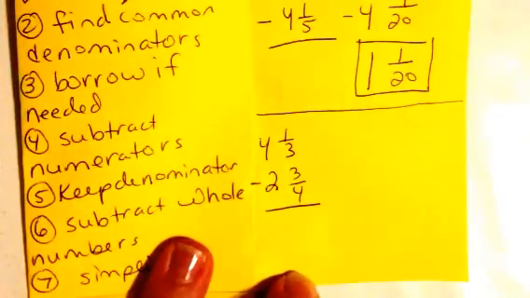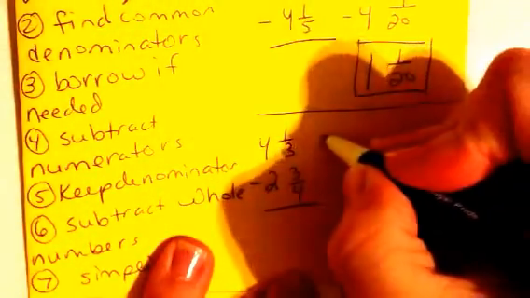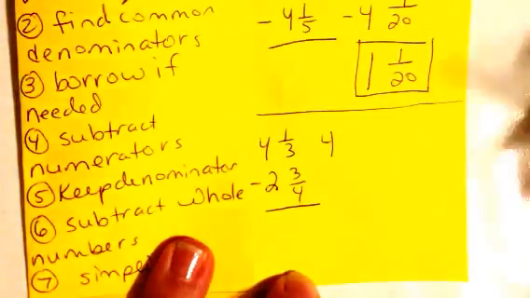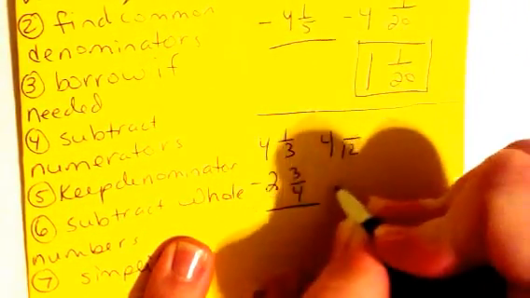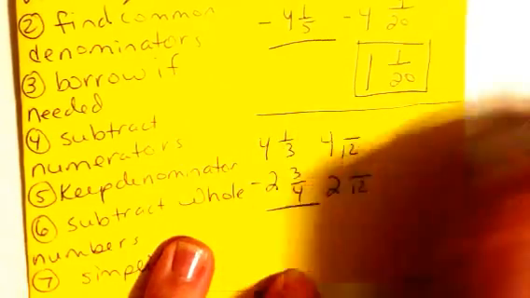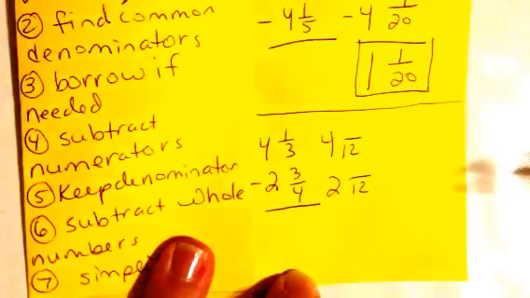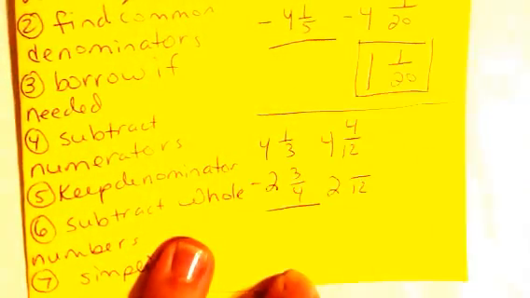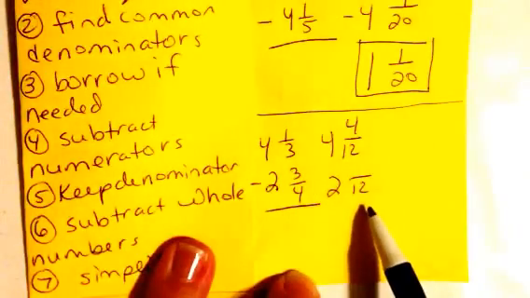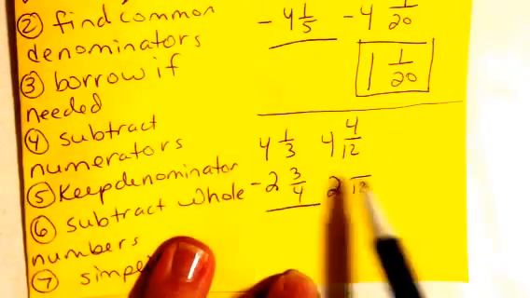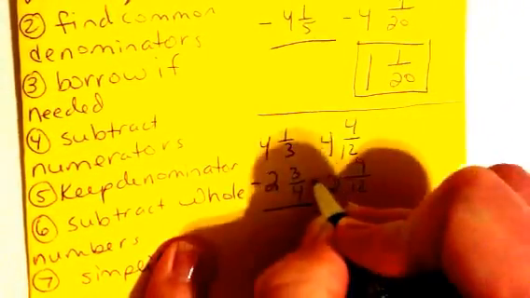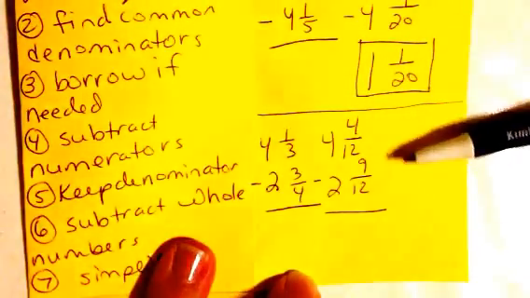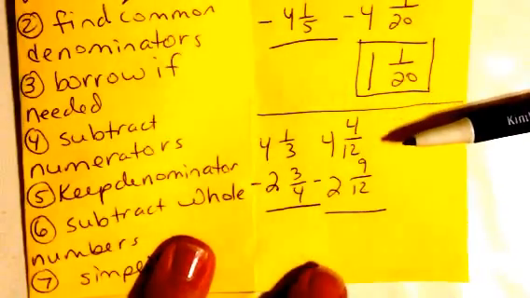So I'm going to make common denominators. I leave my whole number 4. 3 and 4, I can use the common denominator of 12. To get from 3 to 12, I multiply by 4, so I'm going to multiply the 1 times 4, which is 4. To get from 4 to 12, I multiply by 3, so I'm going to multiply the 3 by 3 and get 9. Now when I go to subtract, I can't take this 9 from this 4, so I'm going to have to borrow.